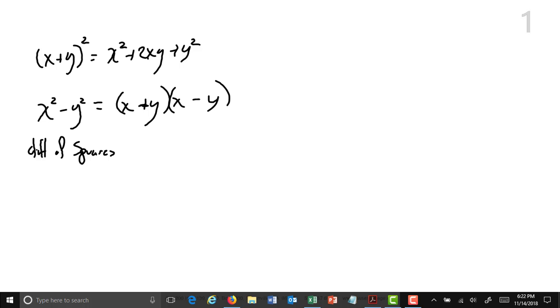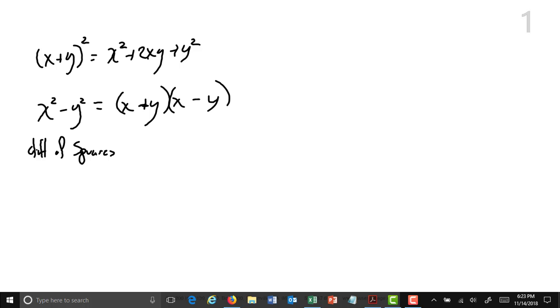Okay? So a difference of squares can always be factored to this. And anything that looks like this, where you have plus and minus with the same variables, can be distributed back through to be brought back to the difference of squares.